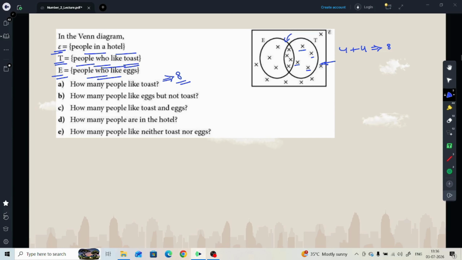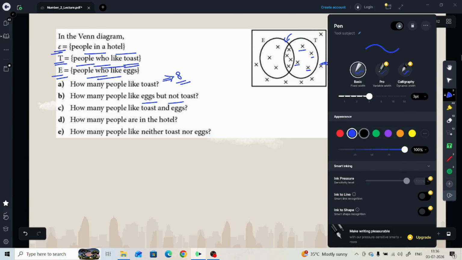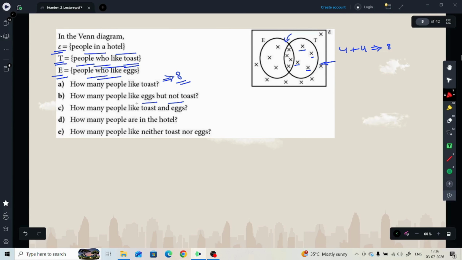Okay. Next one. How many people like egg but not toast? Let me just go with the red pen. Egg but not toast. So they like egg but not toast. Now in this region, people like both toast and egg, so we won't be considering this up. We would only be considering this. So that means the answer is 3.